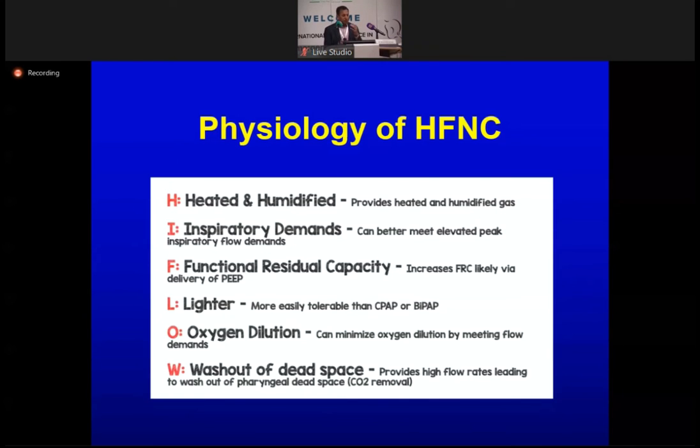It's a much easier system than CPAP and BiPAP. All you need is a little nasal cannula, so it's not heavy, it's very convenient. The patient can be fed while using HFNC, and it washes out dead space.